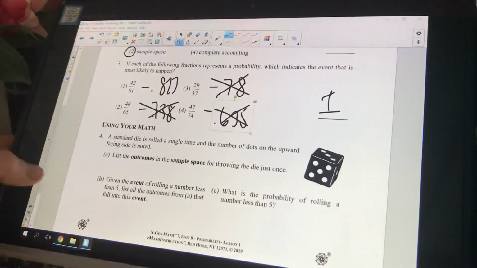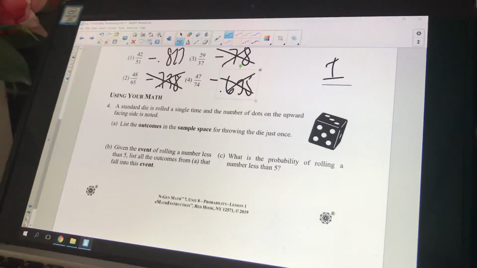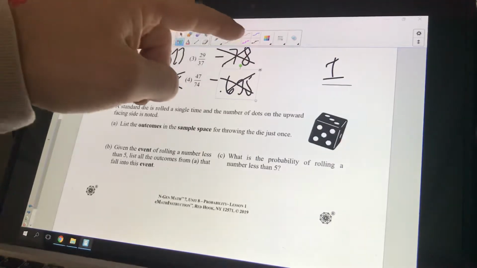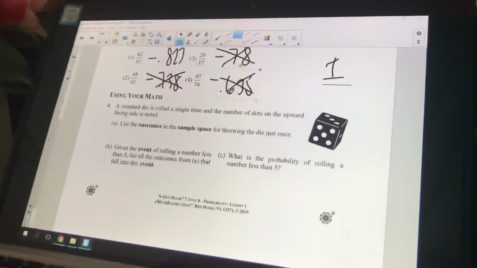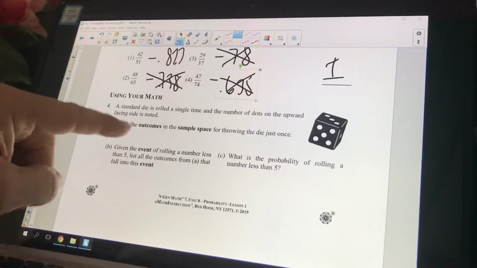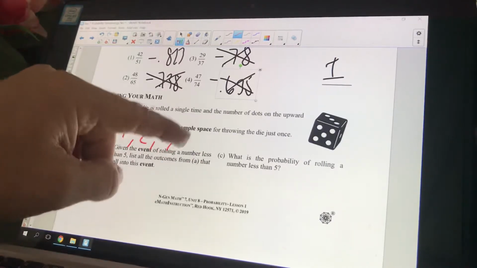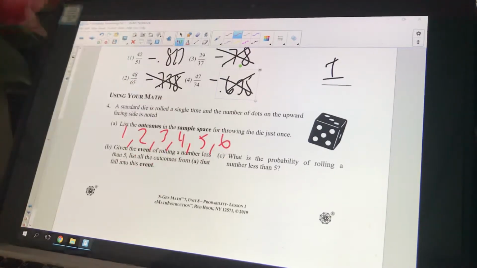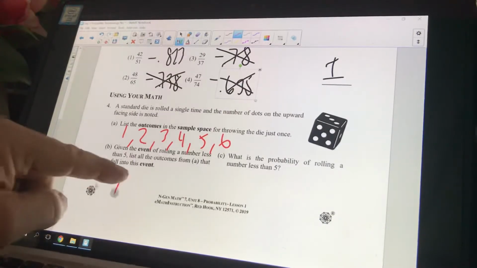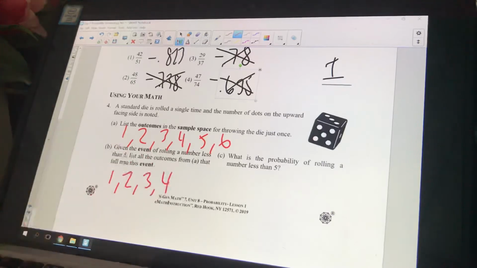Question 4. A standard die is rolled a single time and the number of dots on the upward face is noted. List all the outcomes of the sample space. So in other words, what could we get for throwing just the die just once? We could get a 1, a 2, a 3, a 4, a 5, a 6. Simple enough. Letter B, given the event of rolling a number less than 5, list all the outcomes from A that fall into this event. Well, all the numbers that are less than 5 on a die are 1, 2, 3, 4.